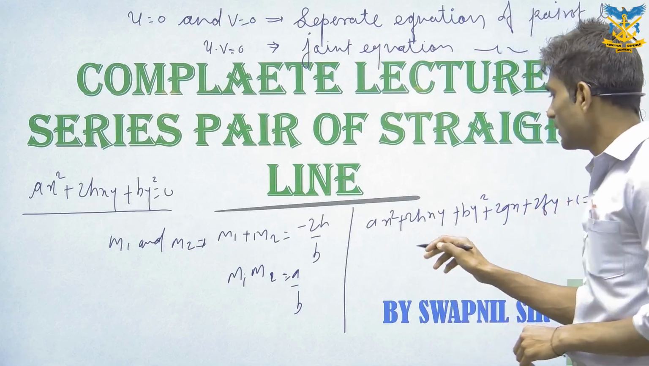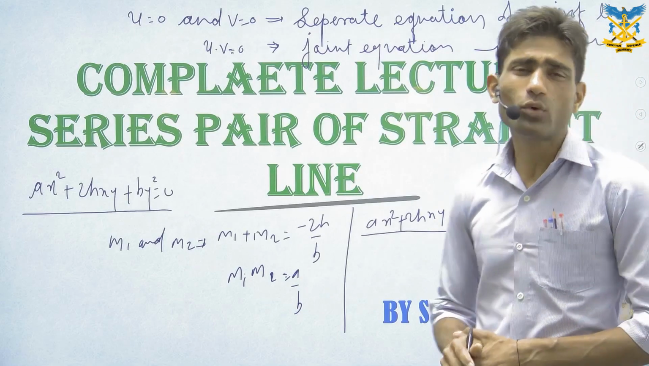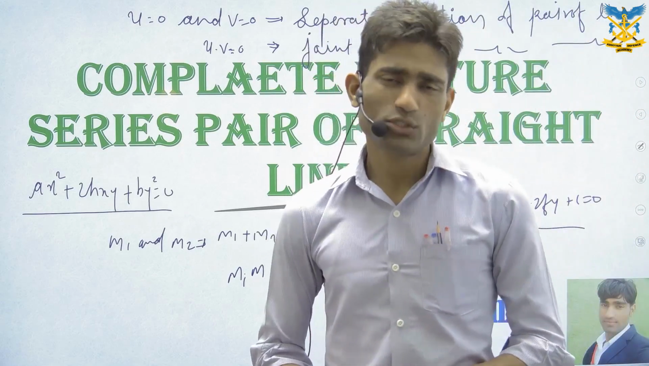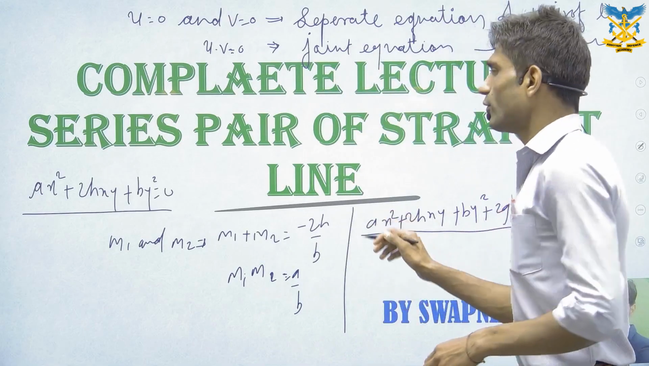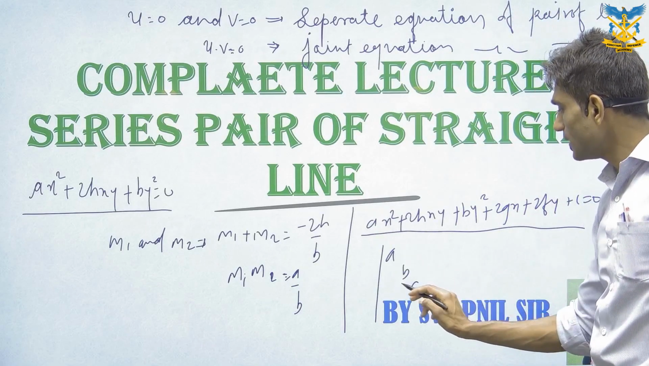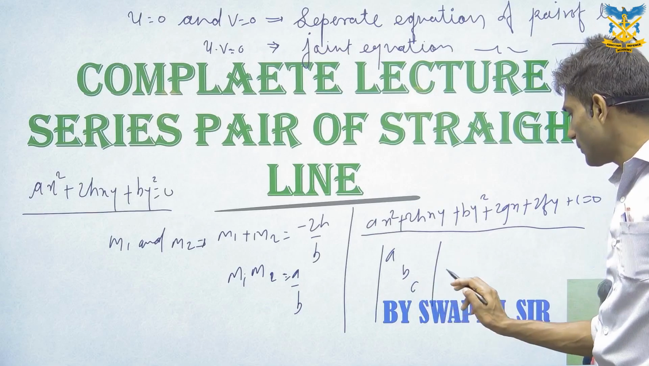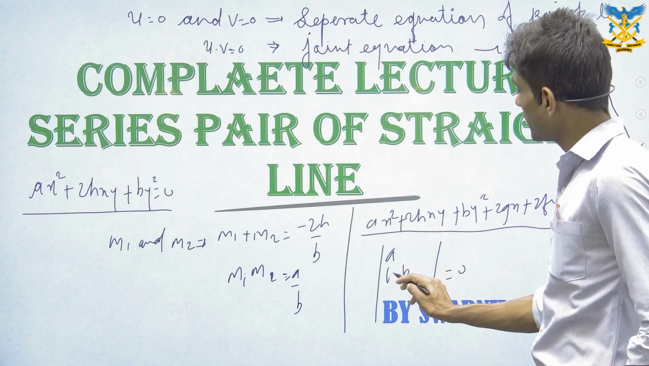Once we compare our equation with a pair of lines, we have one more condition that the equation has to satisfy for it to be a pair of lines. That means we have to find the determinant with a, h, g in the first row and so on, a, b, c, and after that we have to show h here.